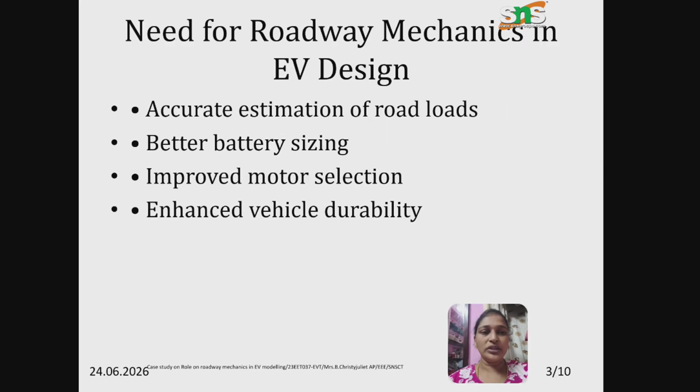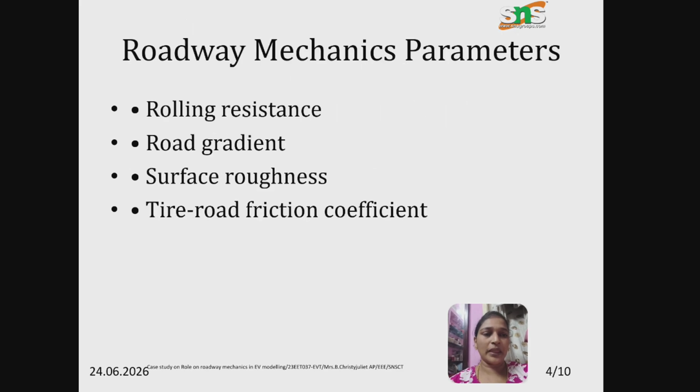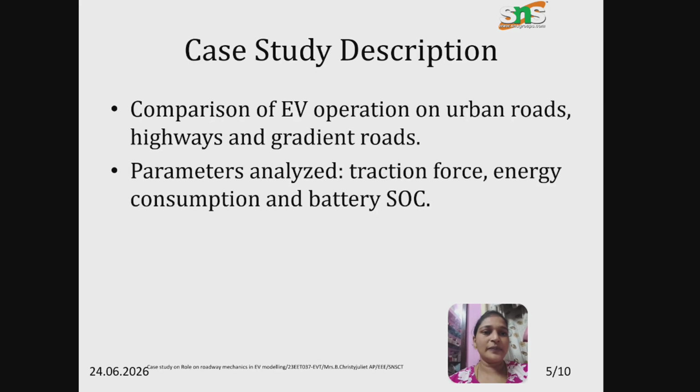The main reason for roadway mechanics in EV design is that it provides accurate estimation of road loads, provides better battery sizing and charger sizing, and also enhances motor selection and stresses on enhanced vehicle durability. The main roadway mechanics parameters are rolling resistance, road gradient, surface roughness, and tire-road friction coefficient. All these concepts were discussed in detail in the previous video series.